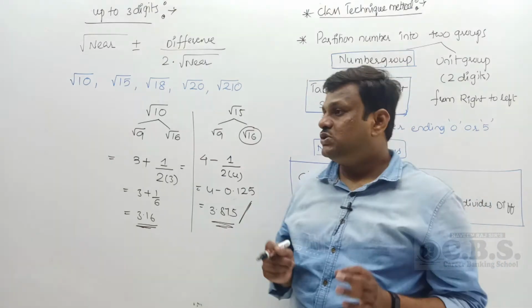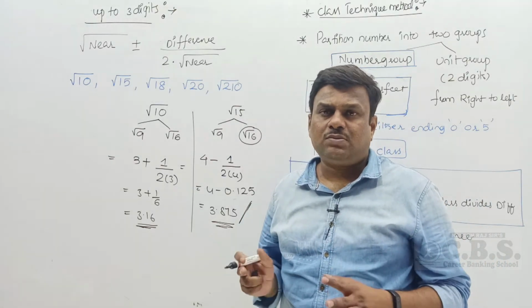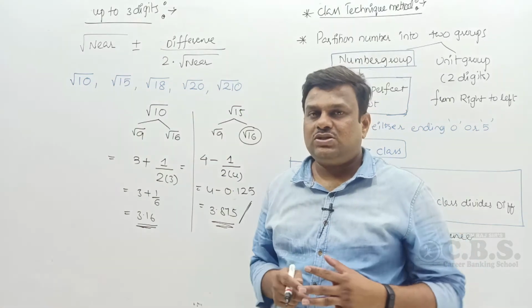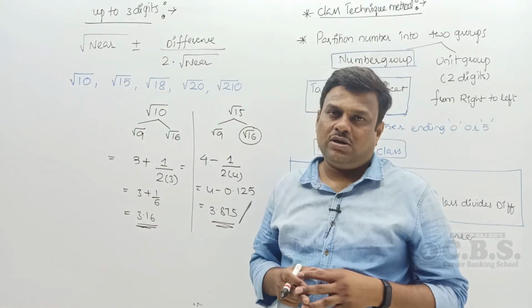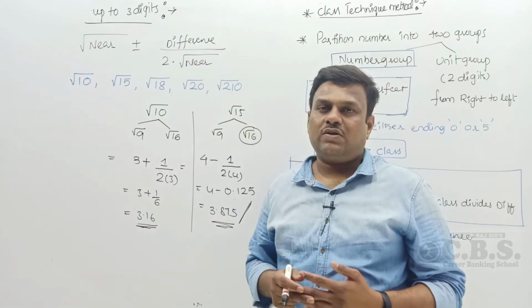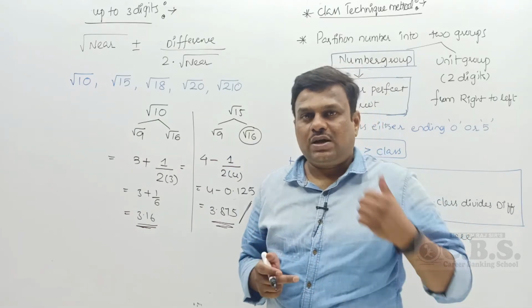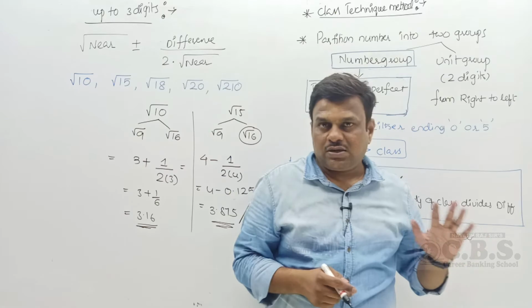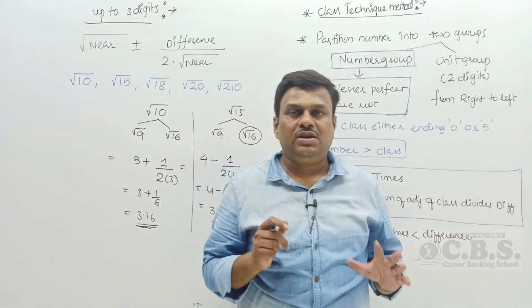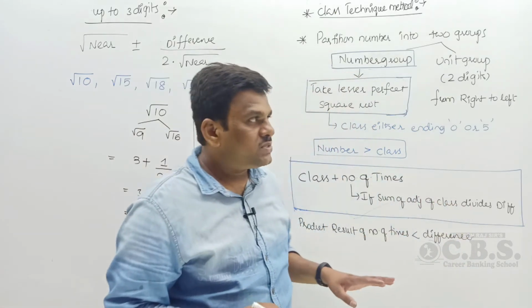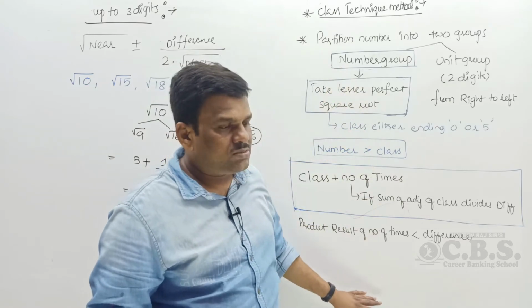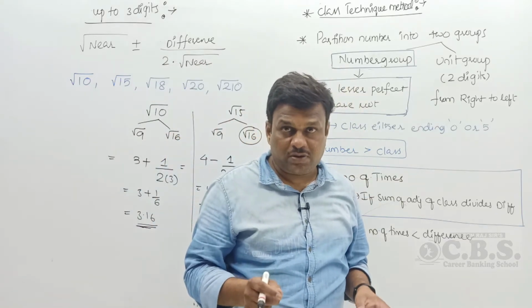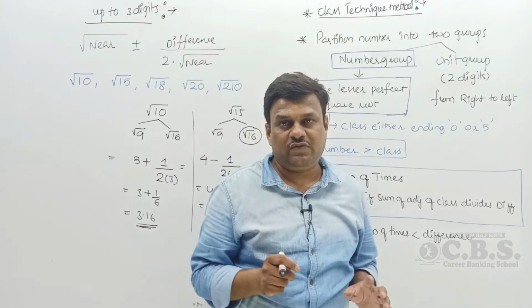So this method is suitable if the given number is up to 3 digits. But in approximation questions, most of the non-perfect square root numbers have at least 4 or 5 digits. So you had better go for the class technique method. This class technique method is very suitable when the given number is more than 3 digits. In this technique, we follow some basic concepts we already discussed in the non-perfect square root technique, with just some modification.